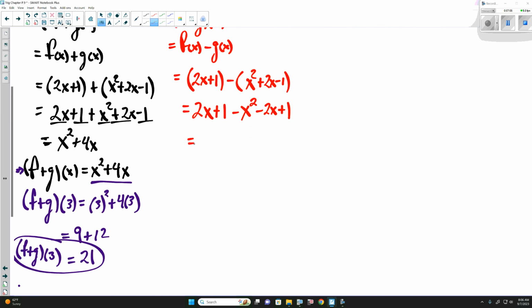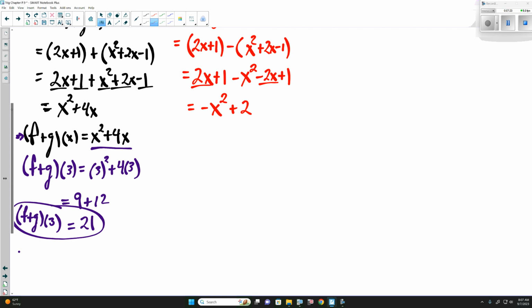And when we combine like terms this time, 2x minus 2x is 0. 2 minus 2 would give us 0. And then 1 plus 1 is plus 2. So we can see here when we added them, we ended up with x squared plus 4x. When we subtracted them, we got negative x squared plus 2. So our f minus g of x is equal to negative x squared plus 2.